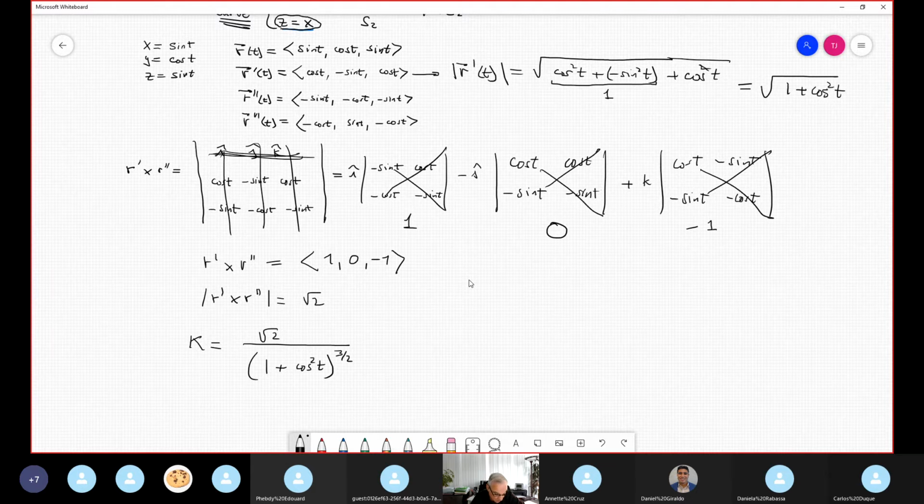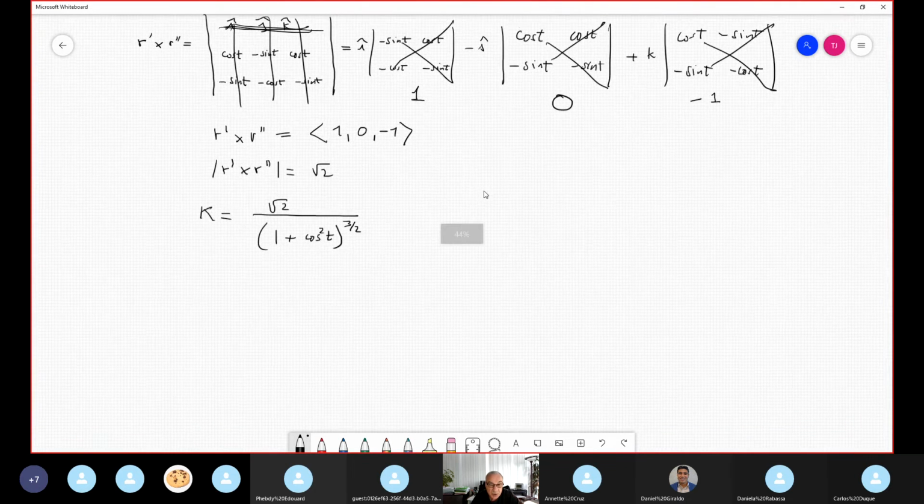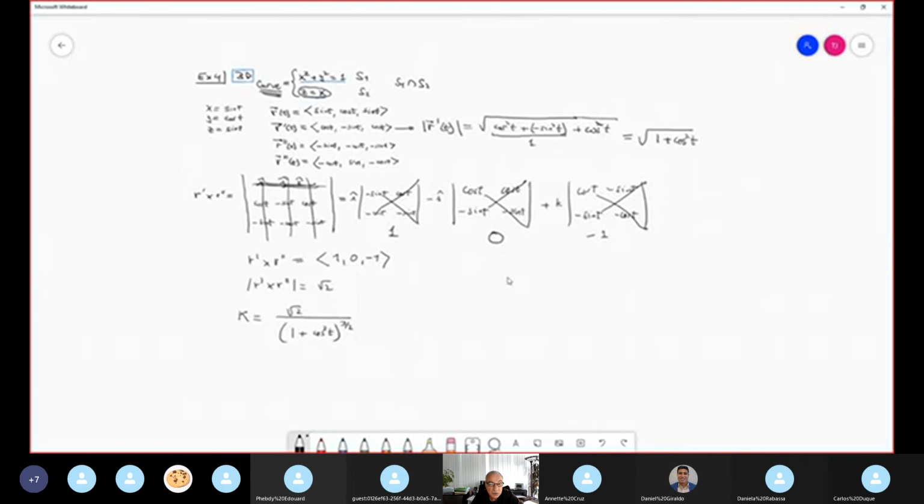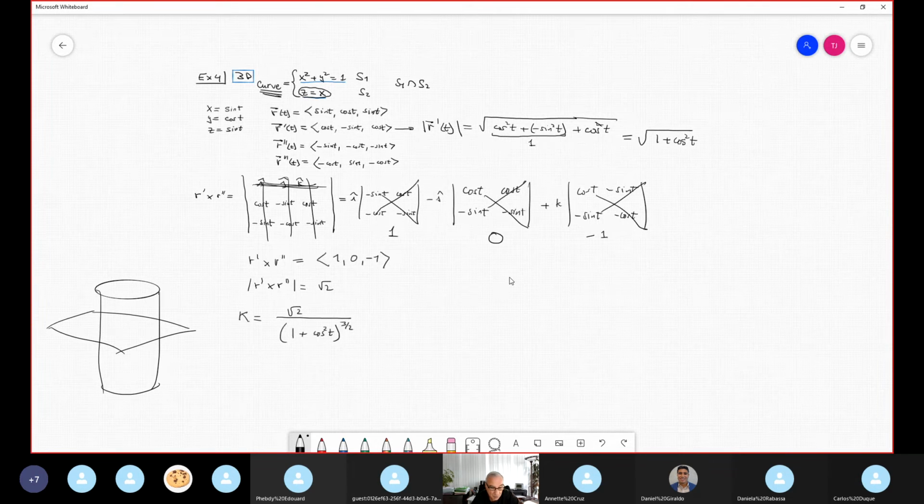Yeah, I can compute one by one. Suppose t equals 0. Actually, the intersection of the circular cylinder and the plane, I am sure it looks like an ellipse, like that. So the ellipse you can evaluate at 0, pi over 2, pi, and 3 pi over 2 in order to determine the different curvatures of this curve. Suppose that t equals 0.